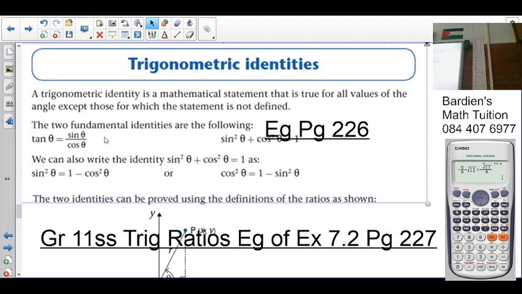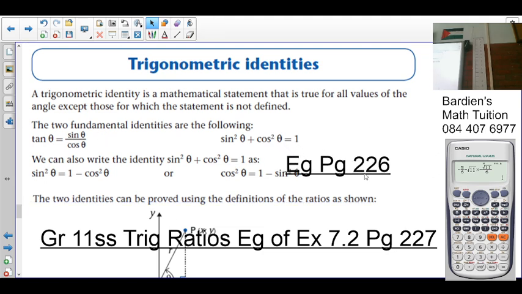The two fundamental identities, write this down. The two fundamental identities are tan theta equals sine theta over cos theta, and sine squared theta plus cos squared theta equals 1. Very important.